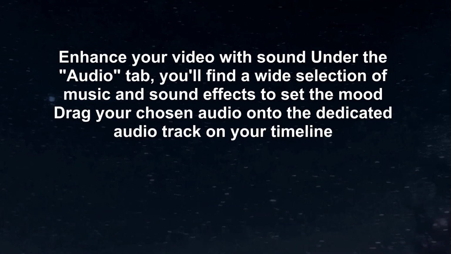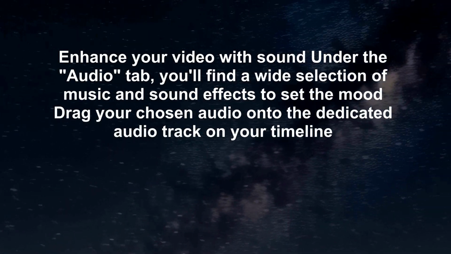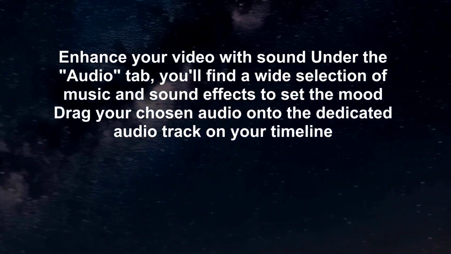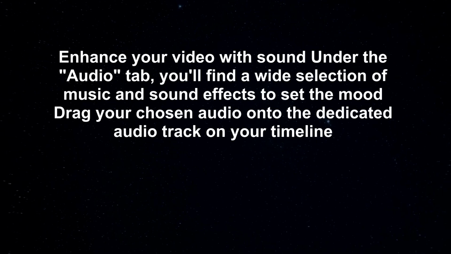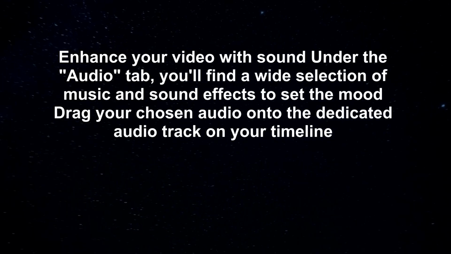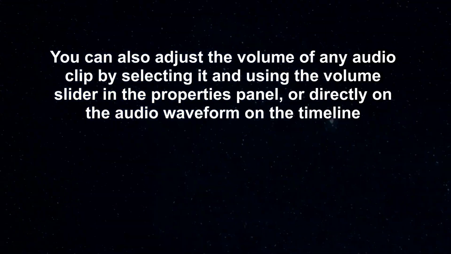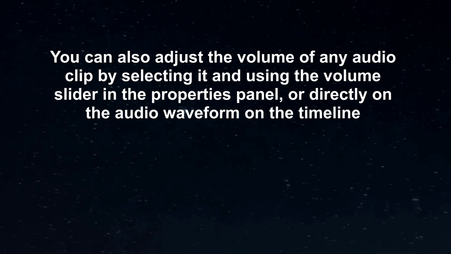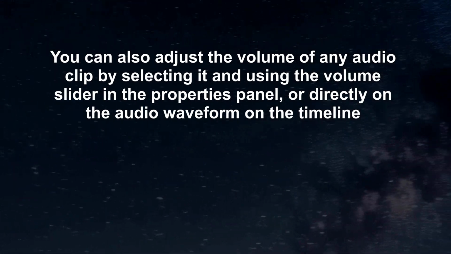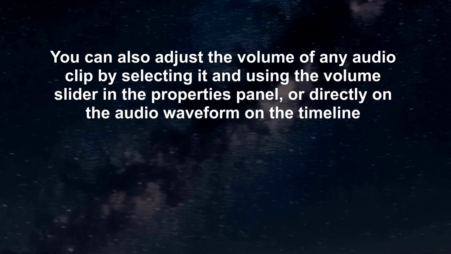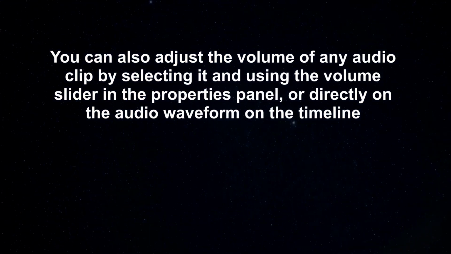Enhance your video with sound under the Audio tab. You'll find a wide selection of music and sound effects. To set the mood, drag your chosen audio onto the dedicated audio track on your timeline. You can also adjust the volume of any audio clip by selecting it and using the volume slider in the Properties panel, or directly on the audio waveform on the timeline.